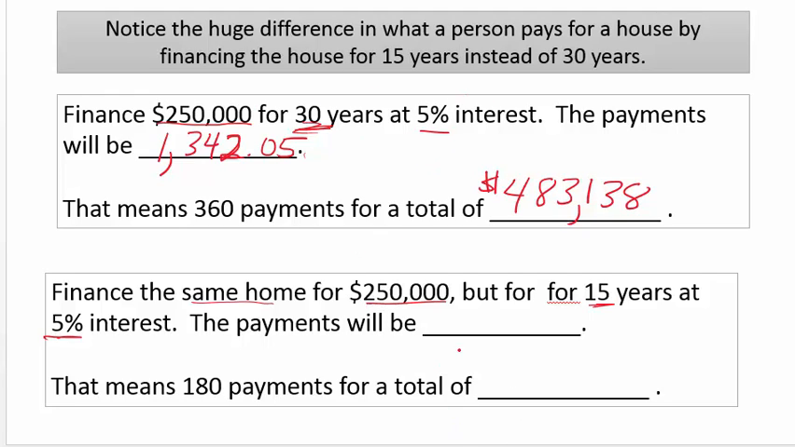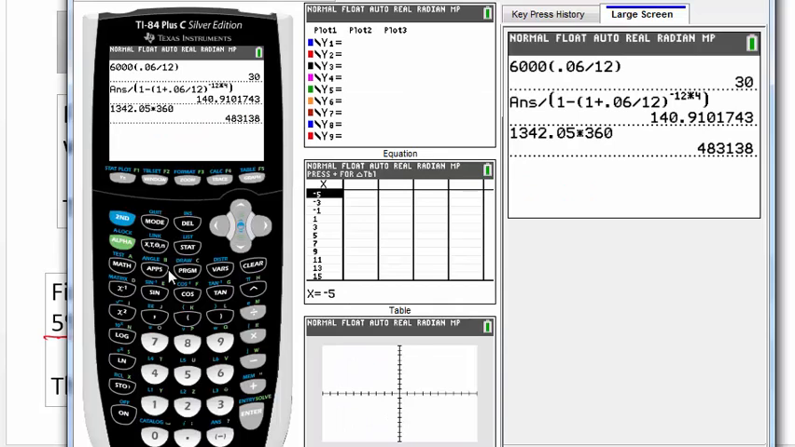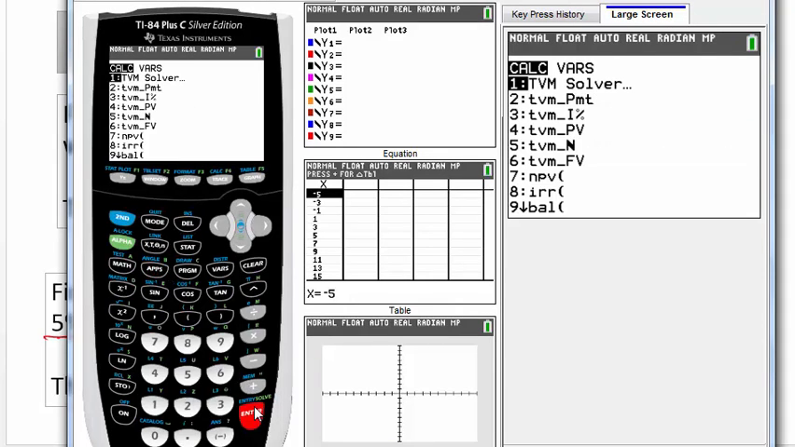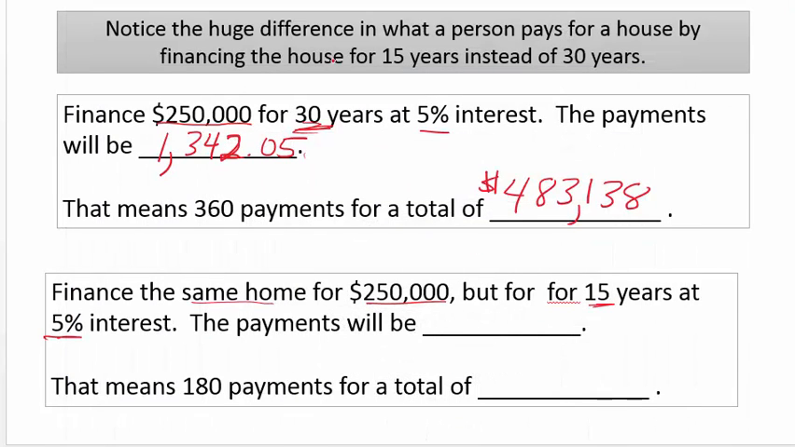Now let's do that same house for $250,000, but finance it for 15 years. So let's go back to the calculator. Let's go to apps, enter. All we have to change is 360 to 180, because 180 is 15 years times 12 months. Everything else stays the same. Come down here and let's hit the payment, and we get $1,976.98.